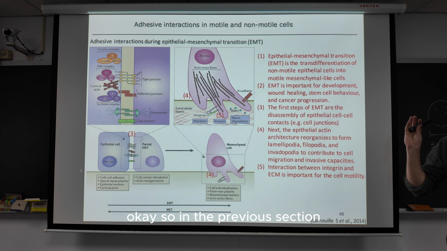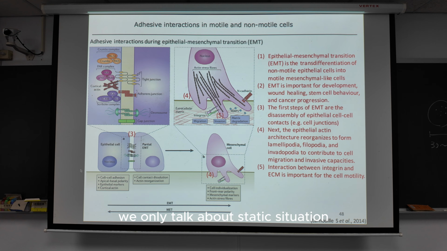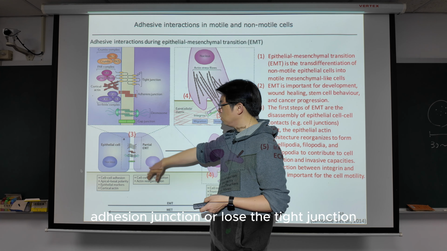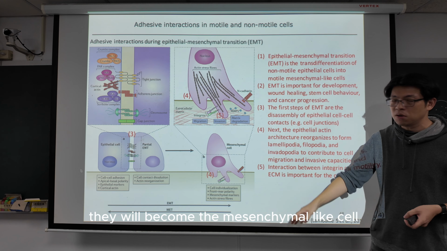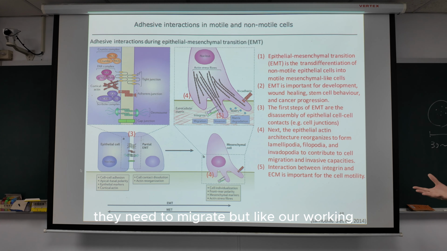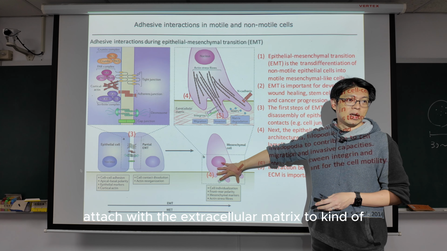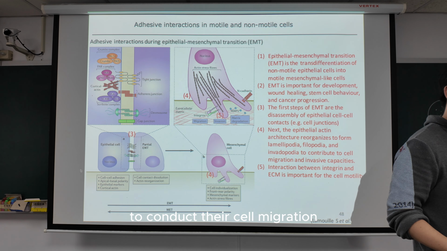So in the previous section, we only talked about the static situation. The cells are just there, they don't move, but inside our human body, it is a dynamic environment. So cell-cell adhesion and cell-matrix adhesion are also important for dynamic processes. For example, during EMT, once they lose the adherens junctions or tight junctions, they become mesenchymal-like cells. They need to migrate, but like our walking, where we need to deal with the floor, they also need to attach to the extracellular matrix to conduct cell migration.